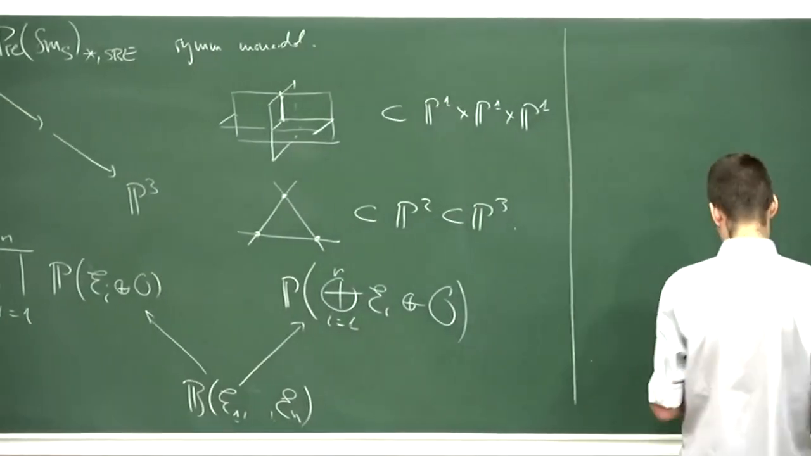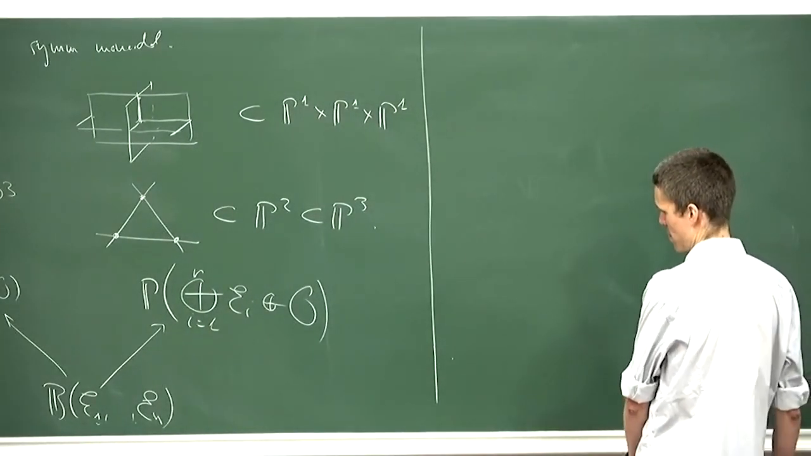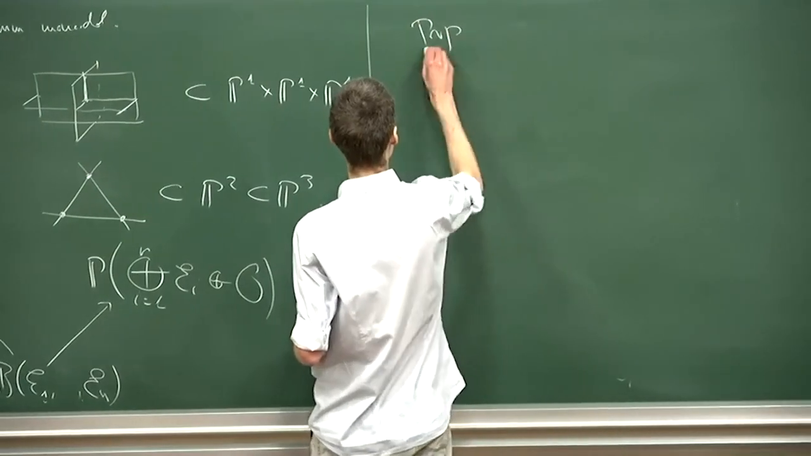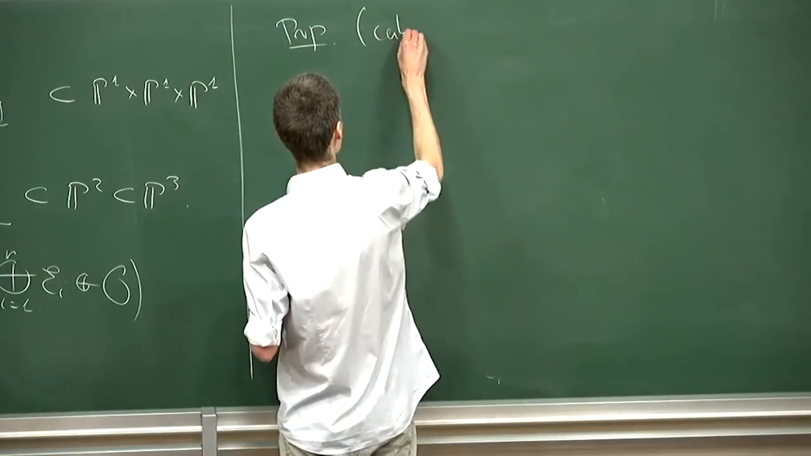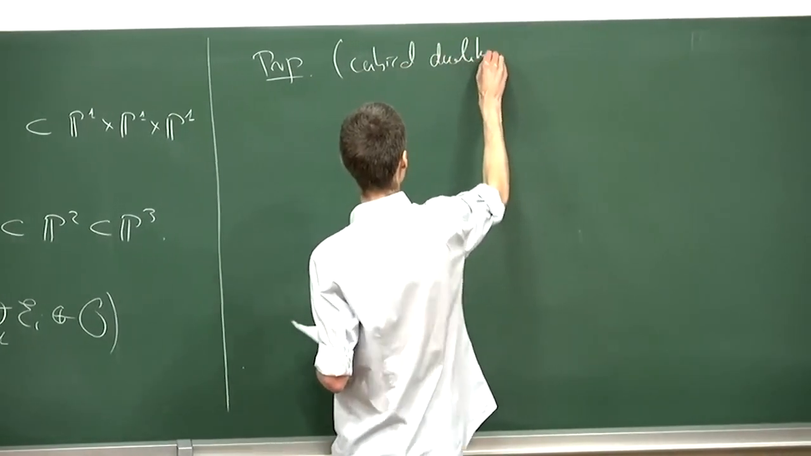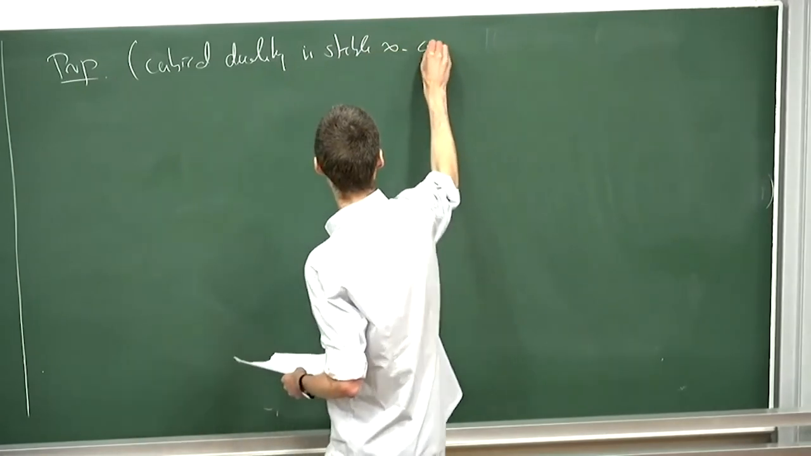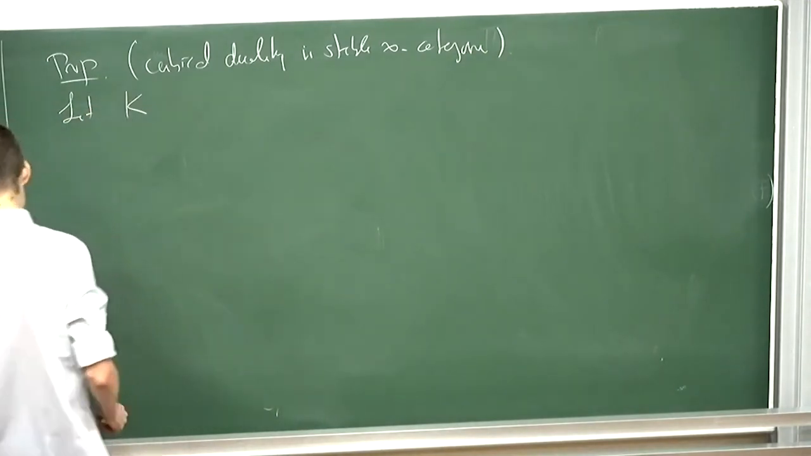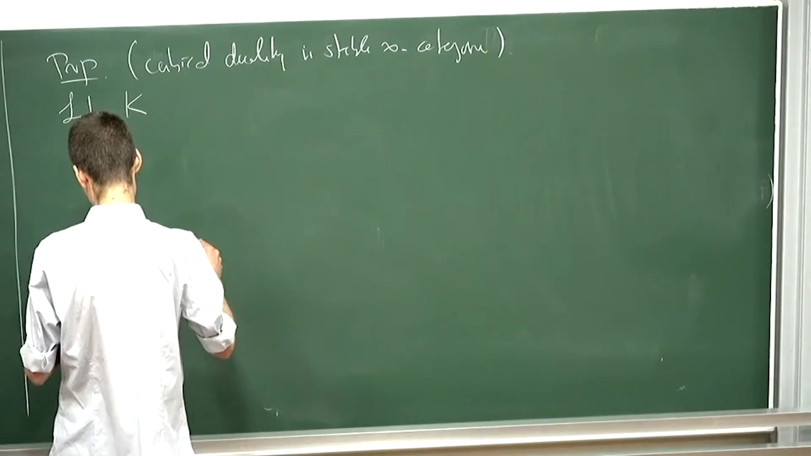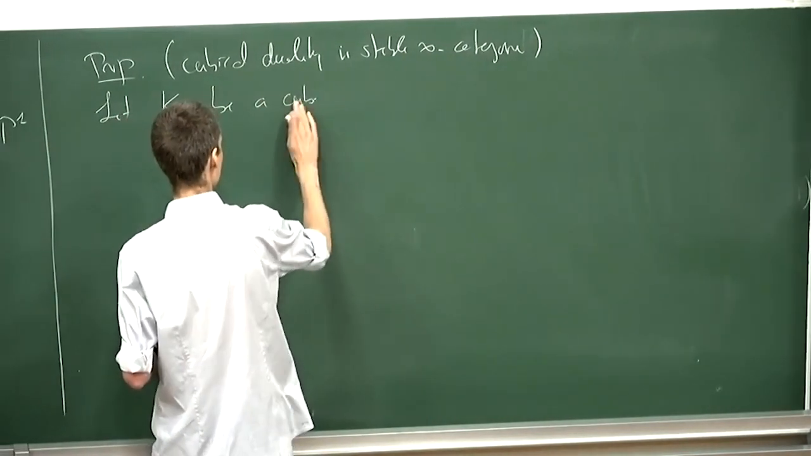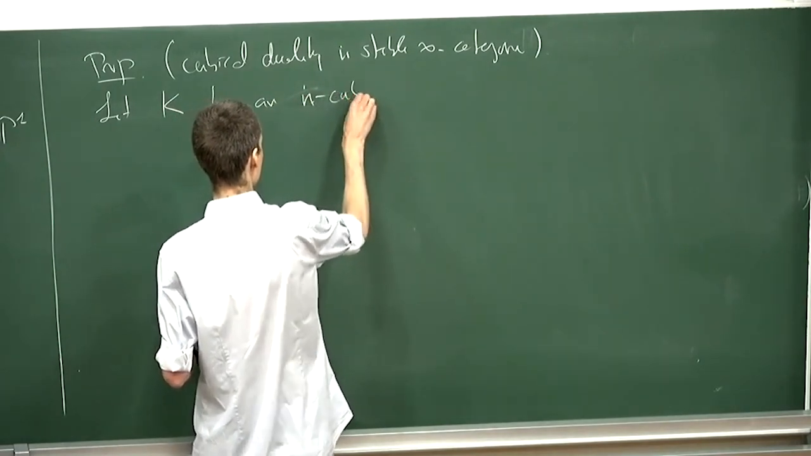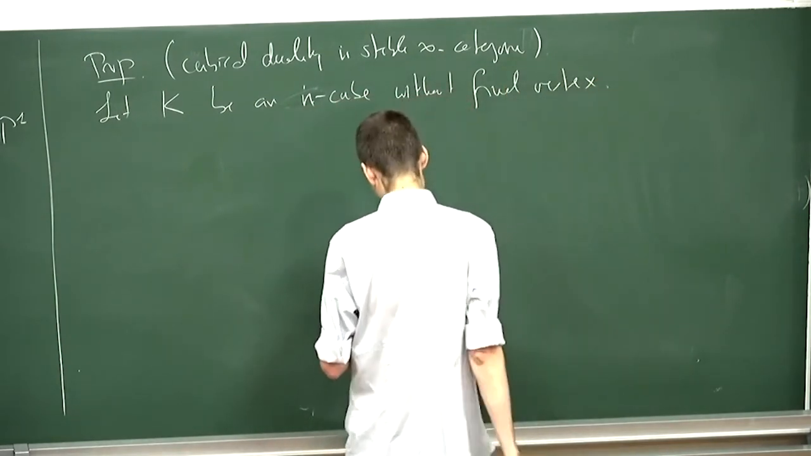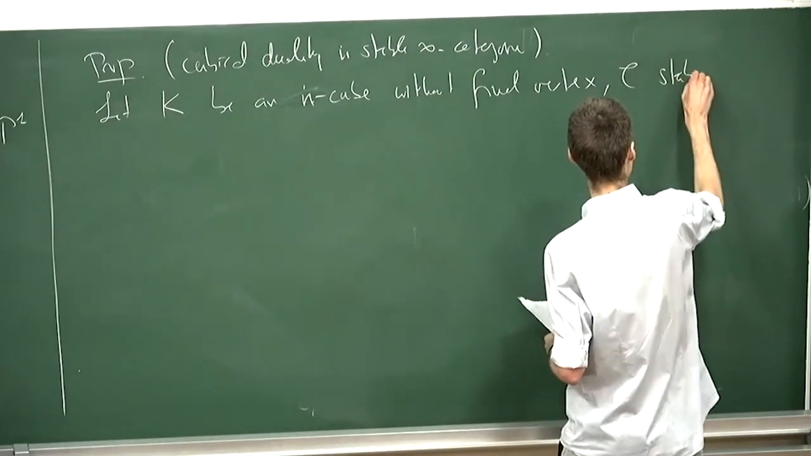What we use to check this is the following proposition, cubical duality in stable infinity categories. So suppose K is the punctured cube, so it'll be a cube of any dimension, an n-cube without final vertex, and C a stable infinity category.